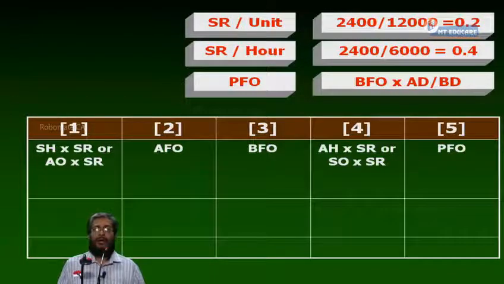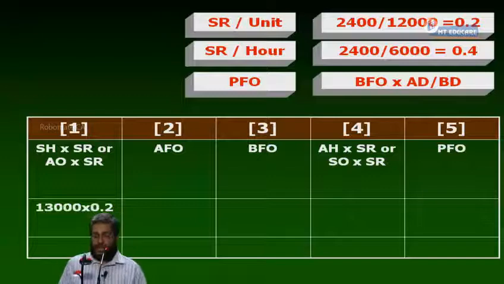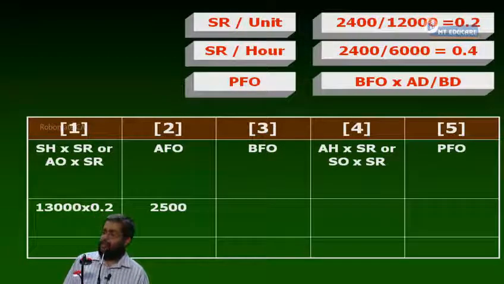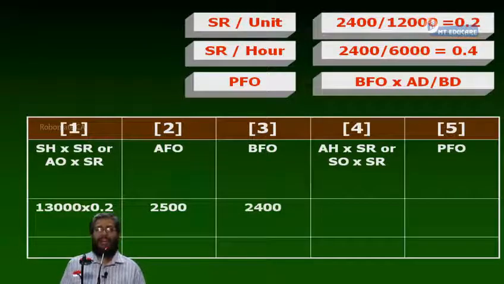First, SH given, AO given. Please, all of you involve and write. What is actual output? 13,000 units into how much, say, rupees? 0.2. AFO, what are the actual fixed overheads incurred? 2,500. BFO, what is budgeted fixed overheads? 2,400. AH given or SO given? AH. What is AH?